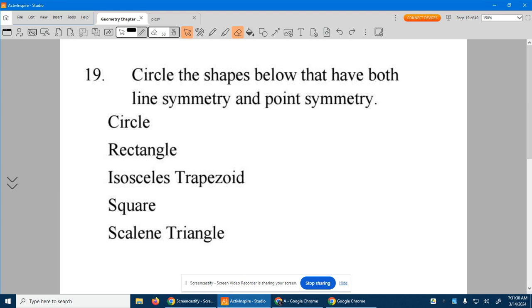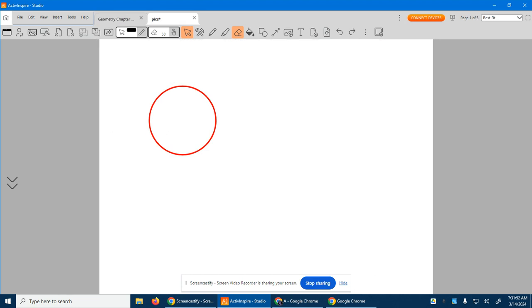We have the circle, rectangle, isosceles trapezoid, square, scalene triangle. Remember, a scalene triangle is a triangle where none of the sides are the same length. Let's go to what I have. Let's start with the circle.